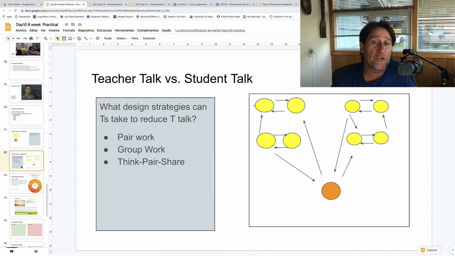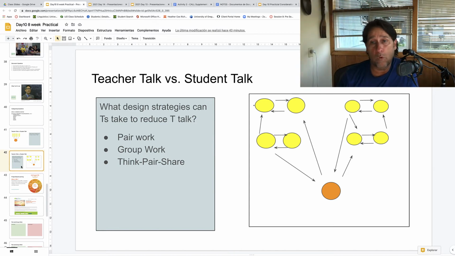So think, pair, share basically means, let's say I put a big question out there for my students. I say, take a minute to think about this on your own and jot down a few ideas on paper or something like that. Then when they're done with that, I say, okay, now pair up with a partner and tell each other what you were thinking about for that question. And then the final thing, the sharing, is now I'm going to ask some of the different groups to report back to the entire class.